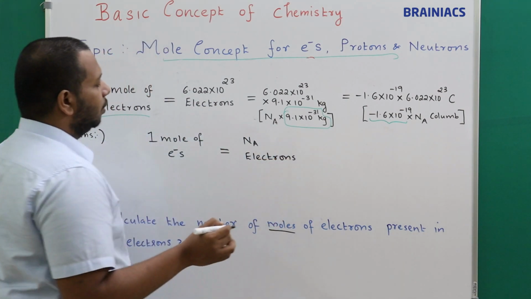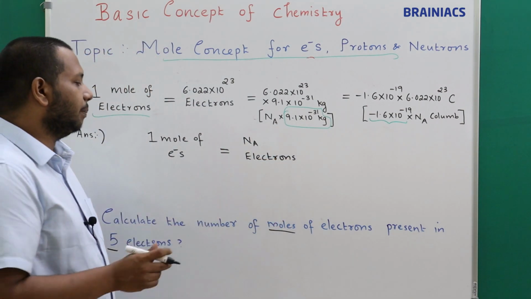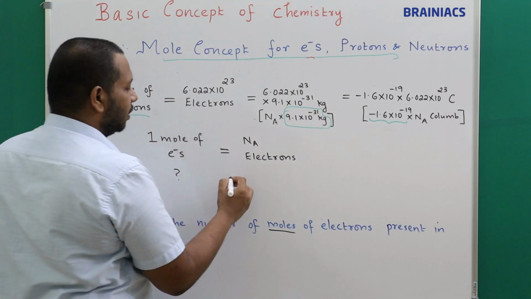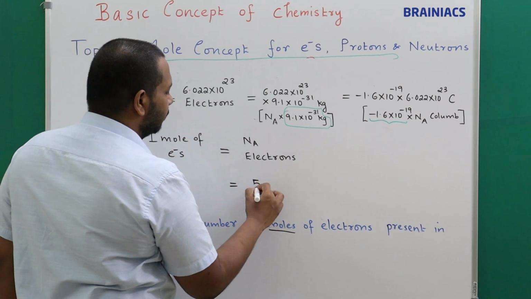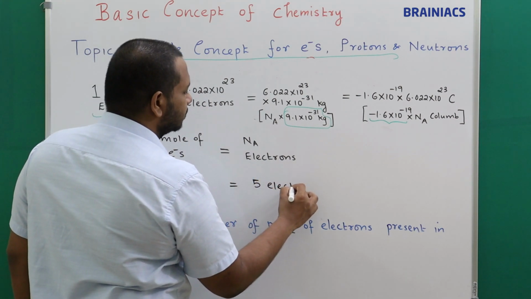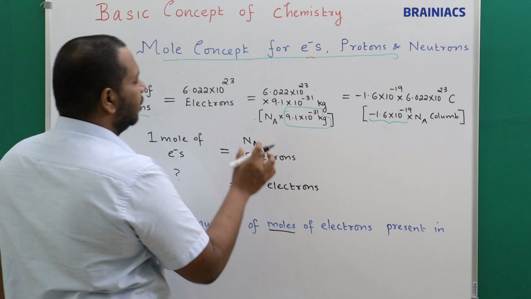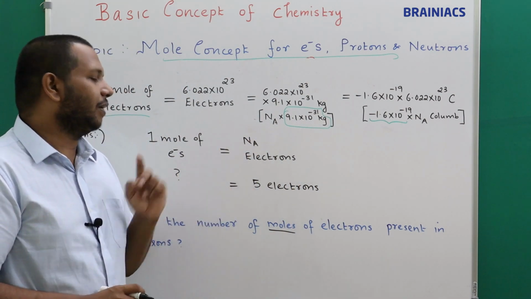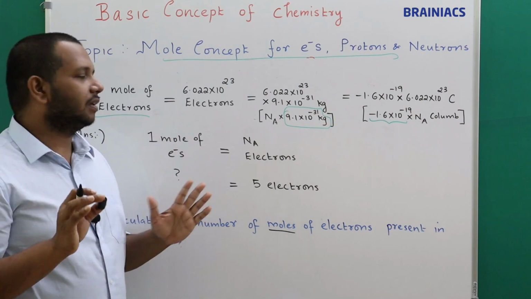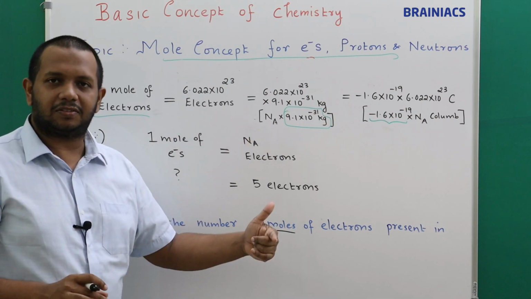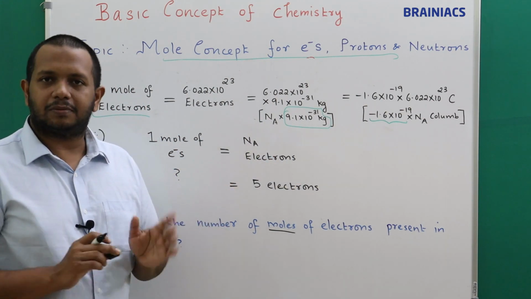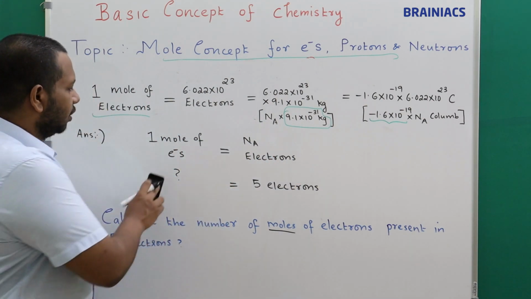Okay. Now what they are asking is how many moles of electrons are present. This part is what they are asking and this part is what they have given. They are asking for 5 electrons. Now tell me how to convert Na, that is 6.023 into 10 power 23, to 5. We know the basic method: divide by Na first, so that it becomes 1 electron, then multiply by 5. That's it. So we will do the same methodology.